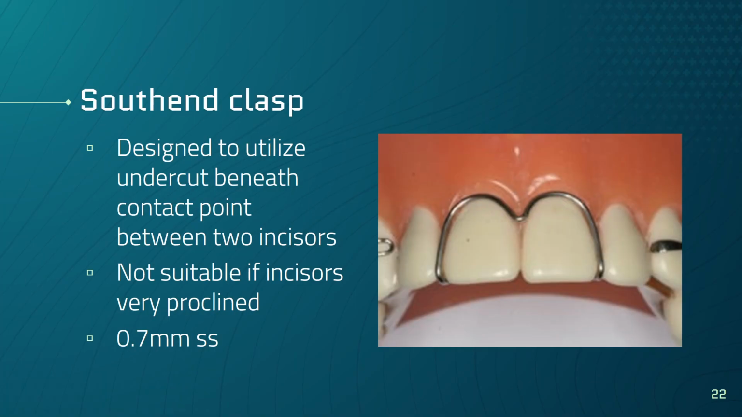Now the Southend clasp. Now the Southend clasp is designed to utilize the undercut beneath the contact point between two incisors. Now obviously the clasp is not suitable to use if the incisors are very proclined. And this clasp again is made from 0.7 millimeter hard stainless steel wire.